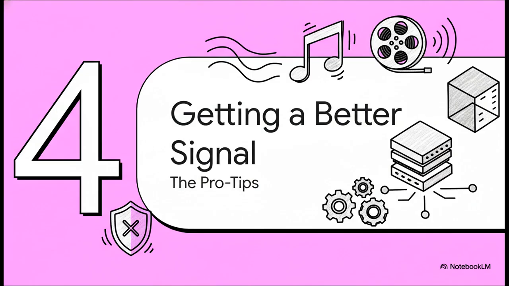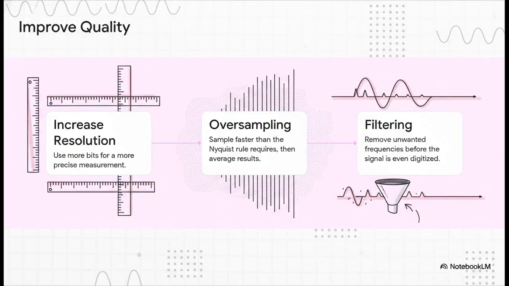They have a whole toolkit of strategies to fight back against noise and aliasing. Here are the 3 big pro tips. First, increase the resolution. Just use more bits. Use a 24-bit ruler instead of a 16-bit one, and you'll get a more precise measurement. Second, oversample. This means sampling way faster than the Nyquist rule says you have to, which helps average out all that noise. And third, you use filters to just get rid of unwanted frequencies before the signal ever even gets converted.